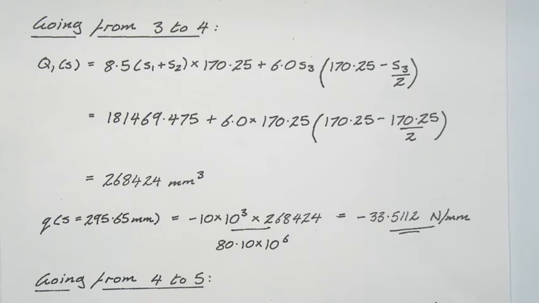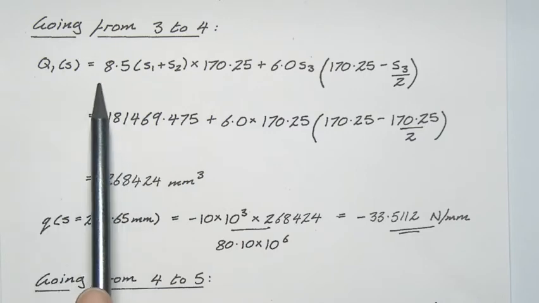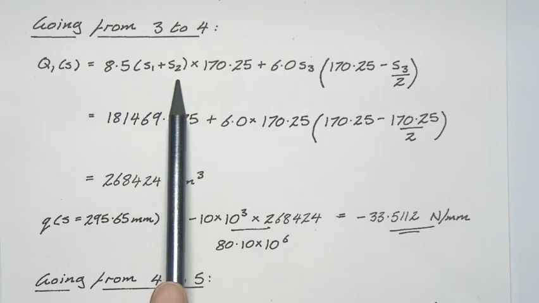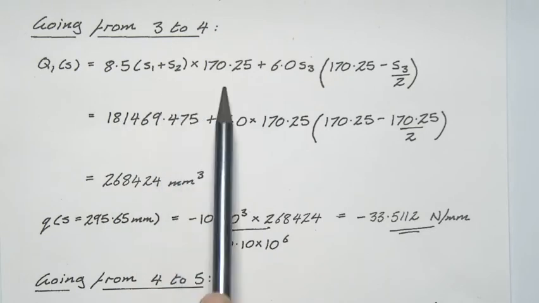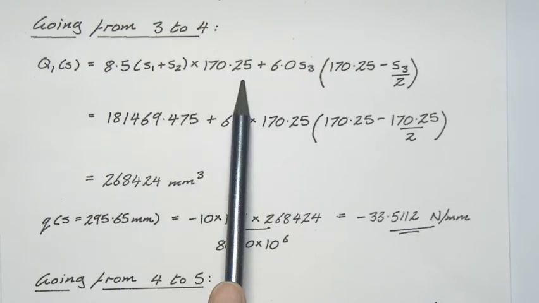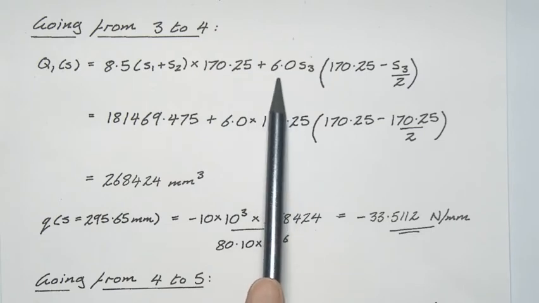Going from 3 to 4, I'm going to do the total calculation for the first moment of area. So I have here the thickness, and then obviously multiplied by S1 plus S2. So this will be the total width of the cross section, multiplied by the x2 bar value, which is obviously constant to the flange, and then plus the thickness of the web.